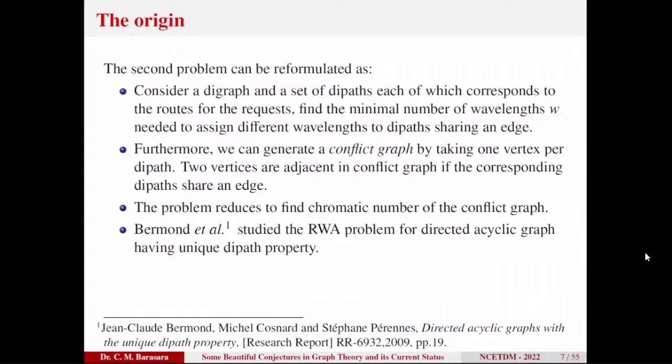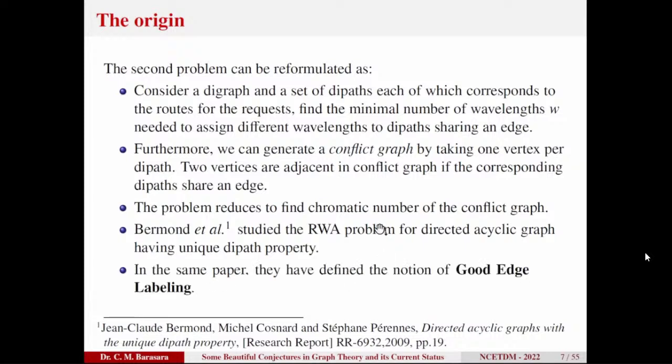Bermond and others studied this RWA problem for directed acyclic graphs having the unique dipath property. What do you mean by unique dipath property? That for any two vertices, there exists only one dipath between them. That is called the unique dipath property. And while studying this in their research report, they defined this good edge labeling. Let me define now what good edge labeling is.